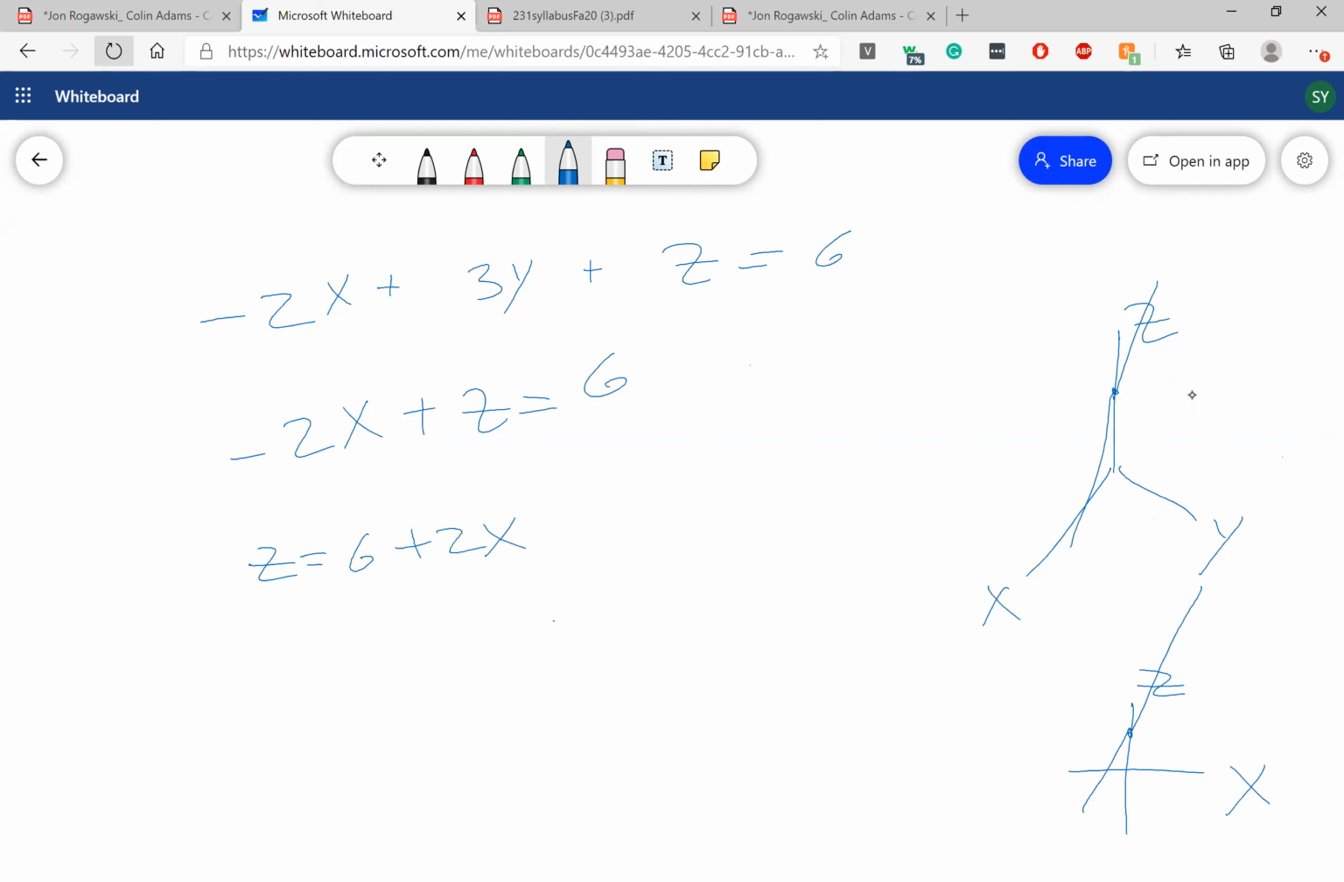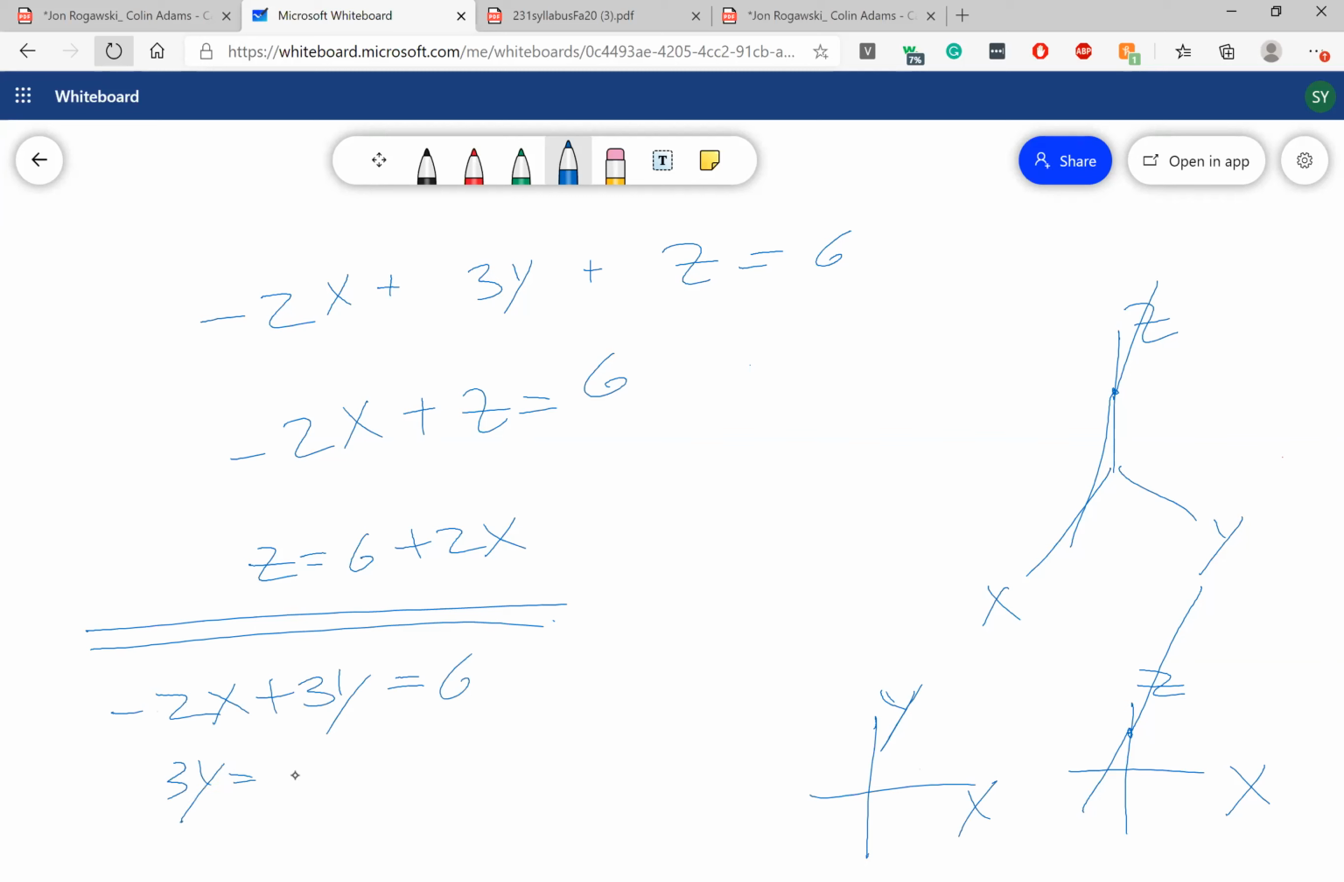We can also try to find the line in the xy plane. So here's x and here's y. That's the xy plane, and that happens when z is equal to 0. So that means negative 2x plus 3y is equal to 6, or in other words, 3y is equal to 2x plus 6, or y is equal to 2 over 3 x plus 2.